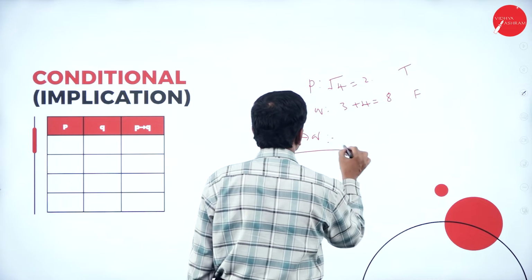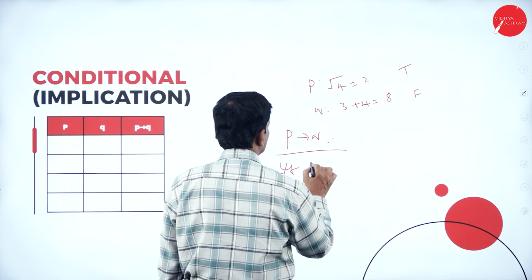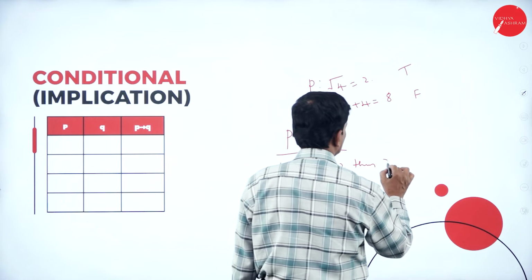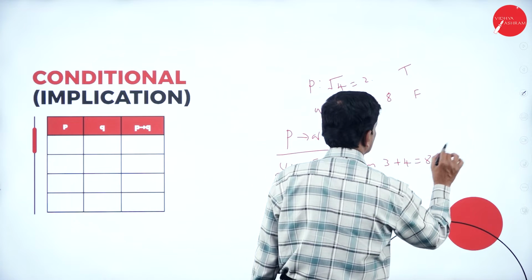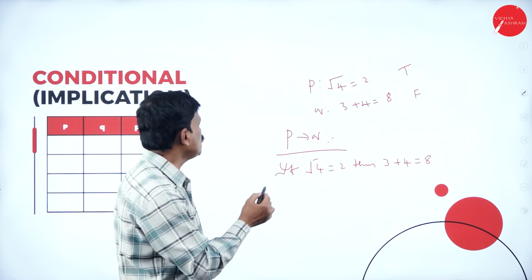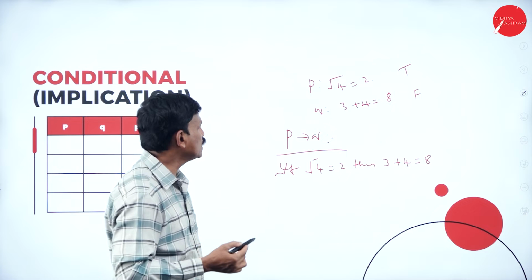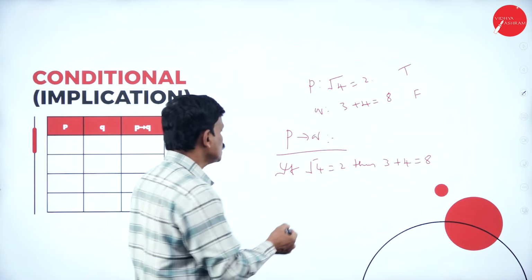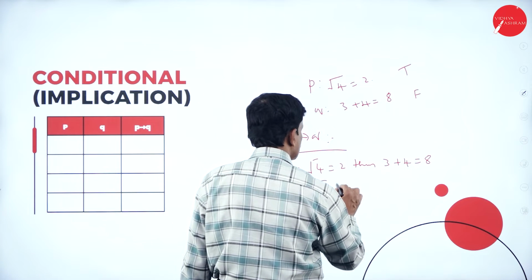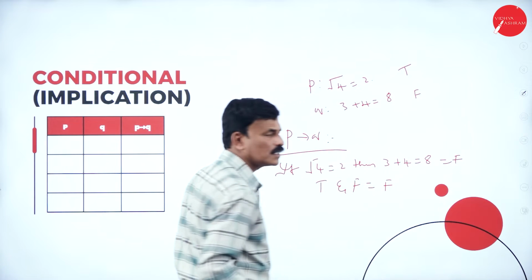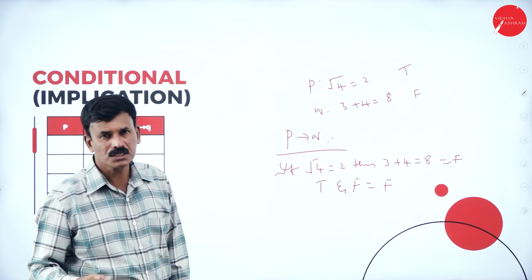What is P conditional to Q? If root 4 is equal to 2, then 3 plus 4 is equal to 8. Now listen. What is the statement? If root 4 is 2, then 3 plus 4 is equal to 8. Since this is true and whereas this is false, true and false is equal to false. The statement is false. Right. In all other cases, it is true.